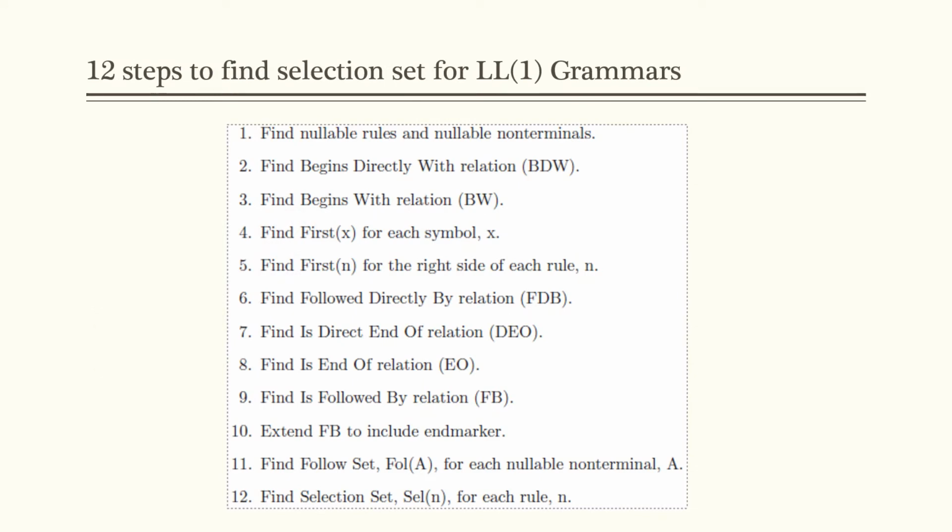Okay, here are the 12 steps to find the selection set for an LL1 grammar. We will look into each of these steps in more detail. This is the summary of the 12 steps that we need to go through in order to find the selection set in an LL1 grammar. It starts with finding the nullable rules and nullable non-terminals. Actually, nullable means an epsilon in the production rules.